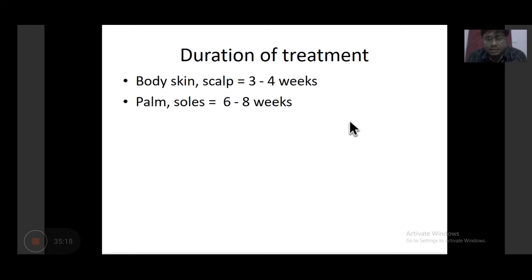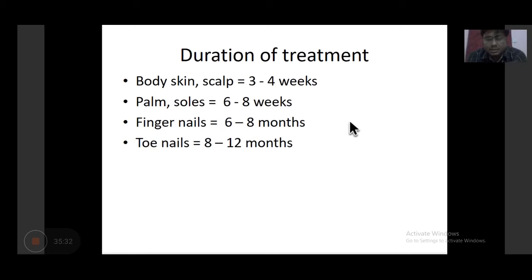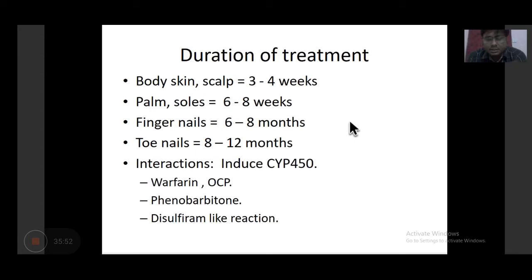Now duration of treatment: you can see here, if there is infection of body skin and scalp, 3 to 4 weeks of treatment at 125 to 250 mg 4 times a day. Then palm and soles infection, there is thick skin, so the duration increases to 6 to 8 weeks. Fingernail 6 to 8 months. Toenail 8 to 12 months. Earlier there were no such antifungal agents for short duration of treatment, so griseofulvin was used. But nowadays, fortunately, we have drugs which can treat for less period of time. Griseofulvin use is obsolete now.